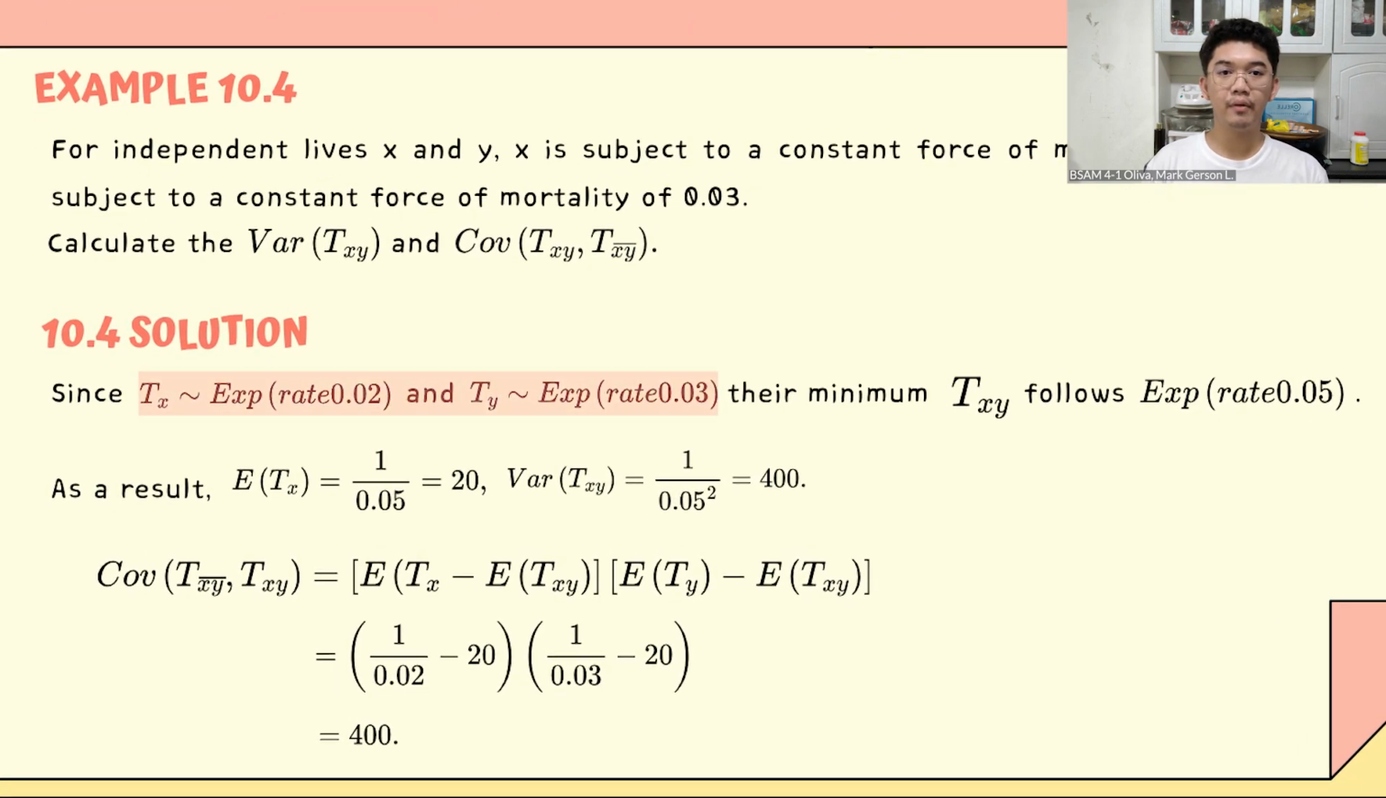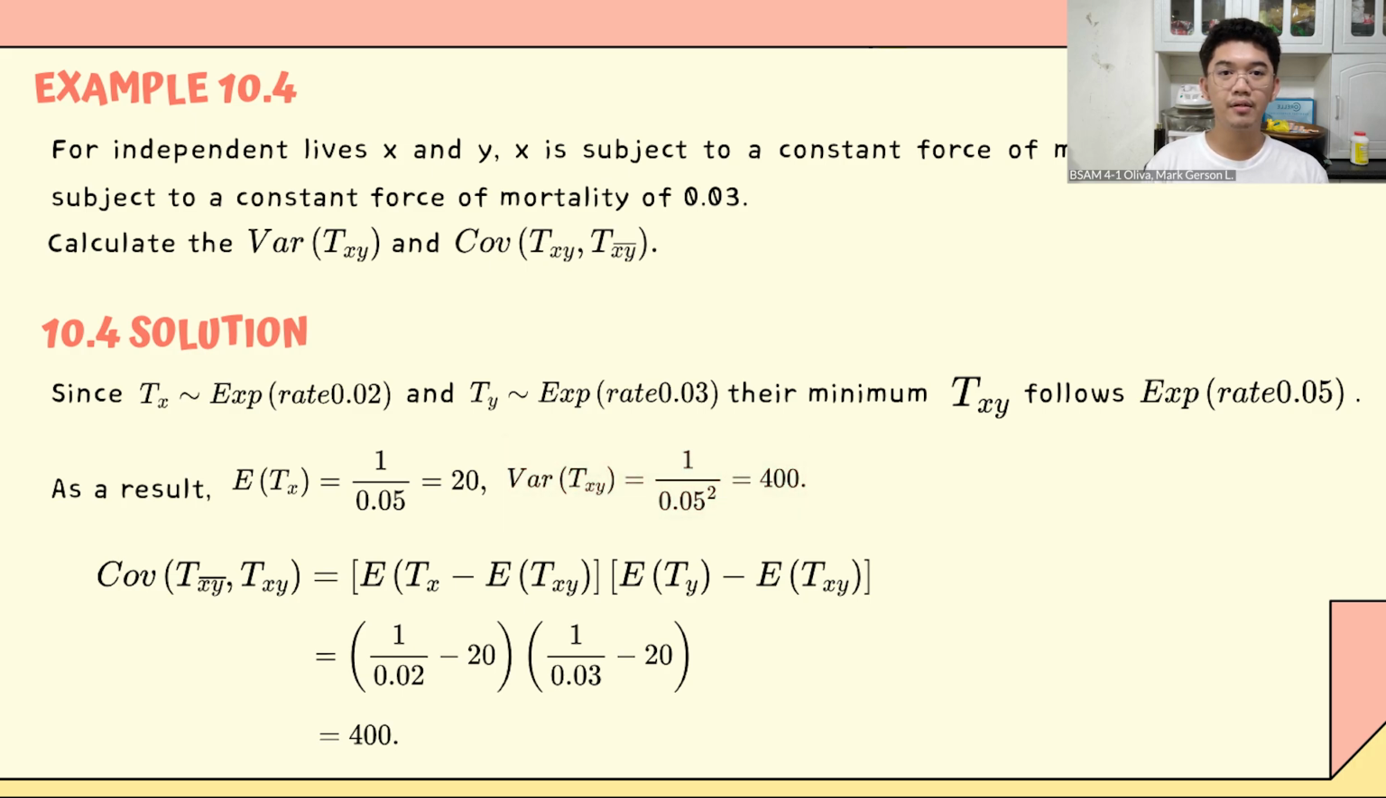Since both lifetimes follow exponential distributions, their minimum also follows an exponential distribution with a combined rate of 0.05. Using this, we can quickly find the expected value and variance of T sub x1.